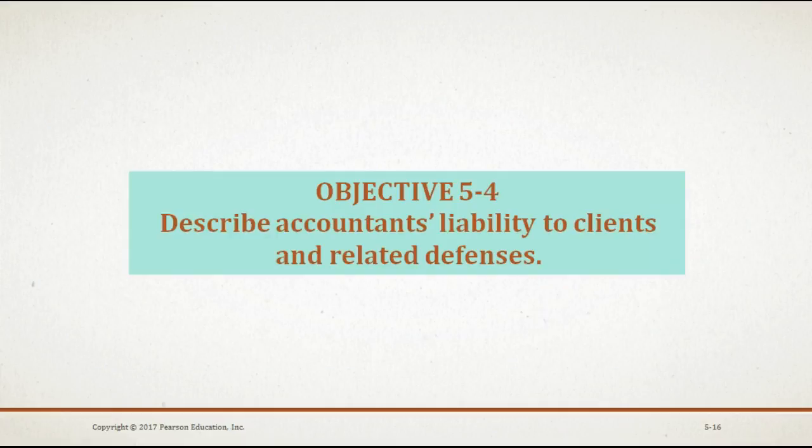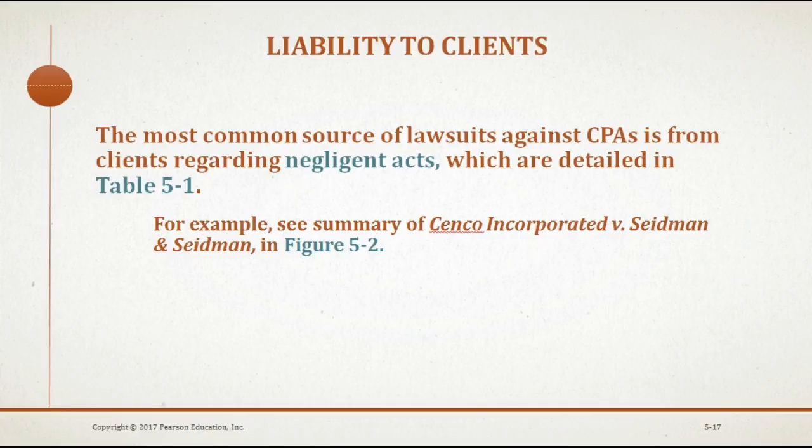In the next few slides, we will discuss the accountant's liability to clients and the related defenses. The most common source of litigation against certified public accountants is litigation from clients. A typical lawsuit brought by a client involves negligence in the conduct of the audit. The principal issue in cases involving alleged negligence is usually the level of care required. In audits, a failure to meet auditing standards by the auditor is often conclusive evidence of negligence.